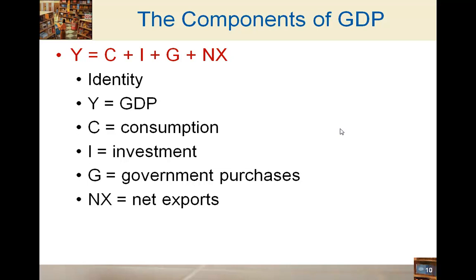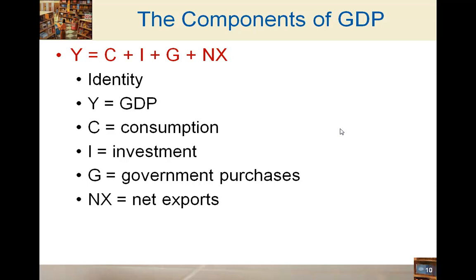The third component is government purchases. So the government spends money on goods and services as well. Like what? You're saying, well, the White House has to buy paper clips, and the White House also will pay for Obama's meals, so we'll end up buying food.